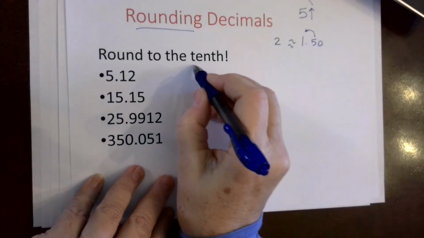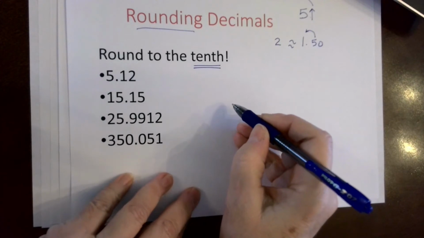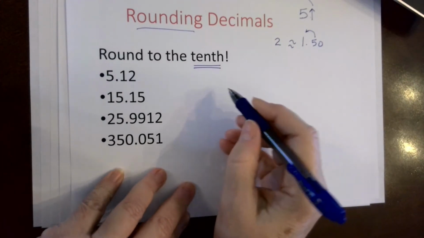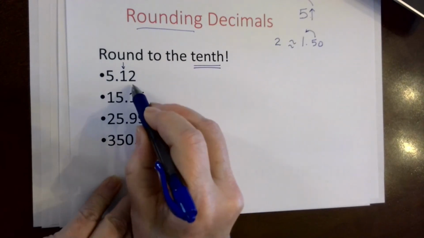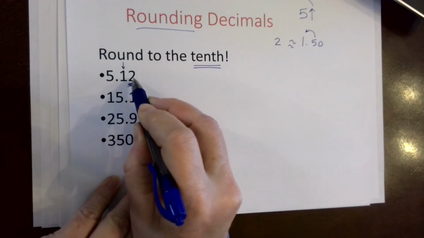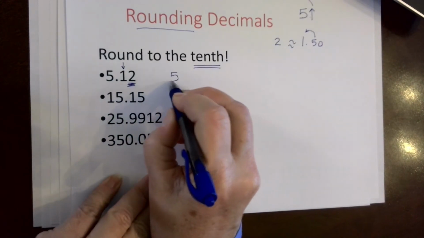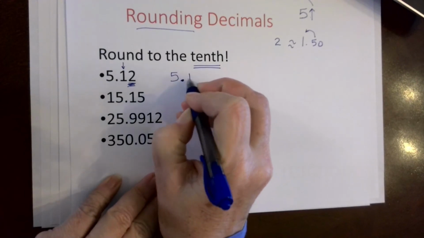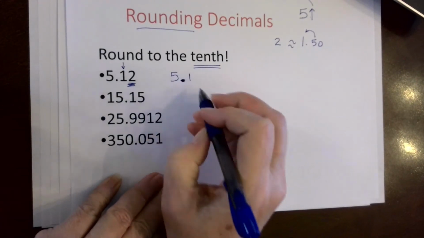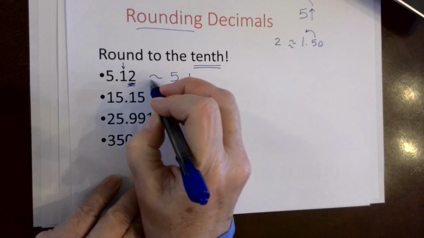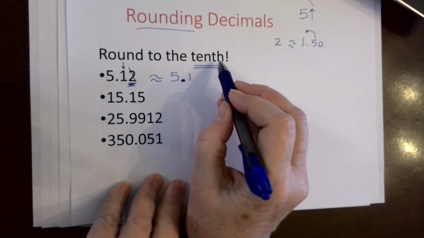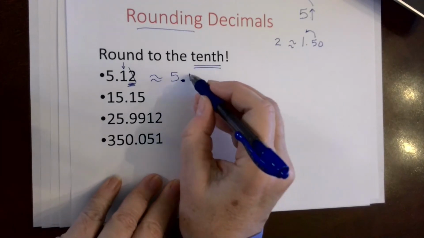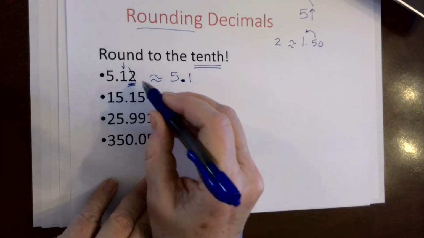All of these we're going to round to the nearest tenth. You have to be told what you're rounding to. Here's the tenths column. So always look to the right. That 2's not very big. So leave the 5 and the 1 and of course the decimal the way it is. You just knock off everything after the tenths column. And we don't even round it up because the 2's so small.